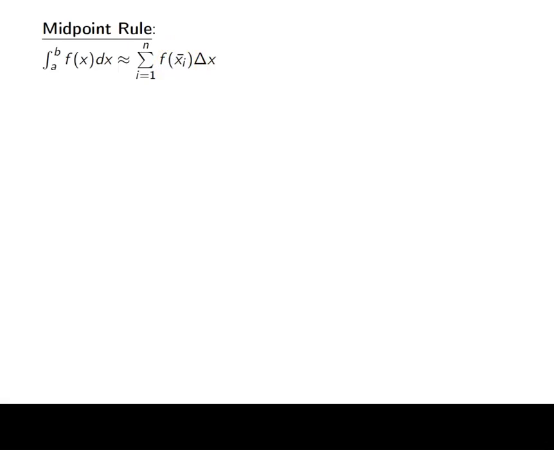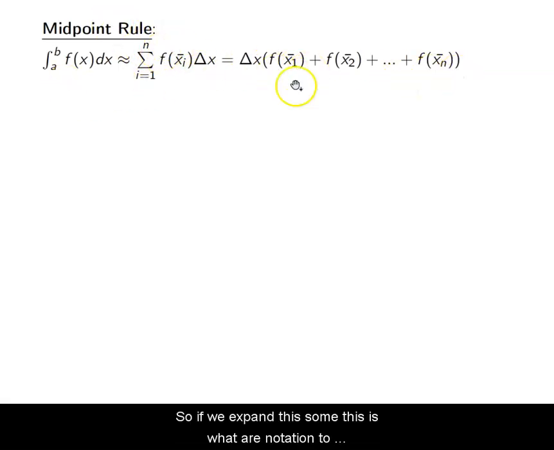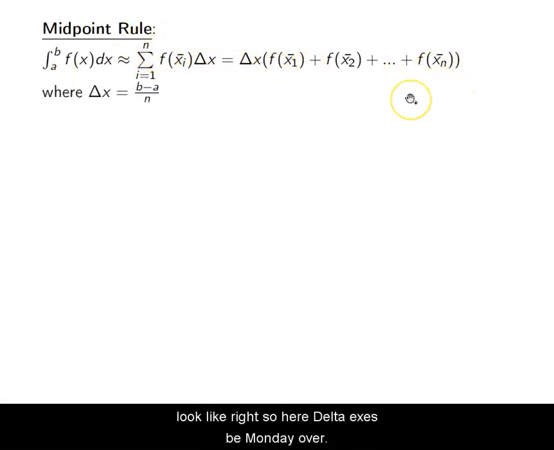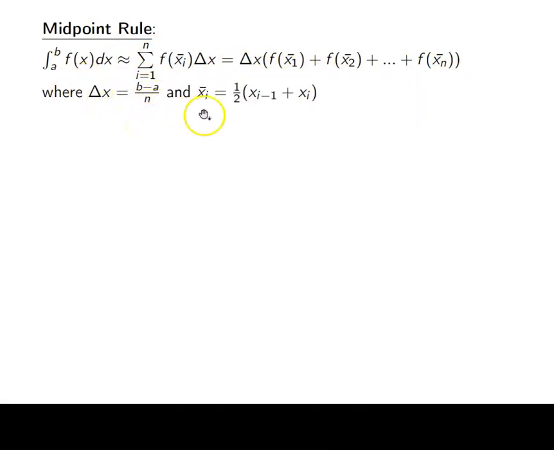So for instance, in the first rectangle, between x naught and x1, I would take the value right in between those two to give the height of my rectangle approximation, right? So if we expand this sum, this is what our notation would look like. Here, delta x is (b minus a) over n. xi bar is the halfway point between xi minus 1 and xi, right?